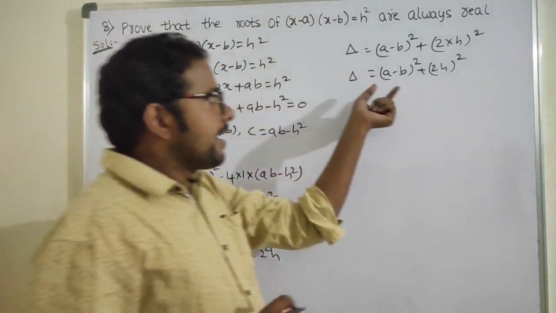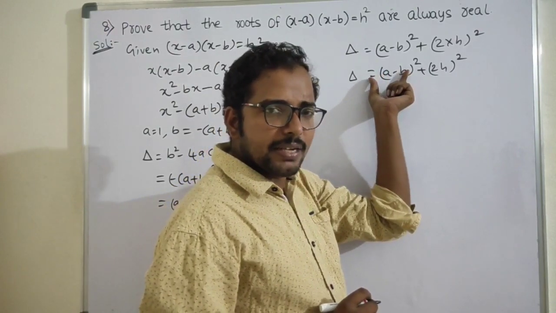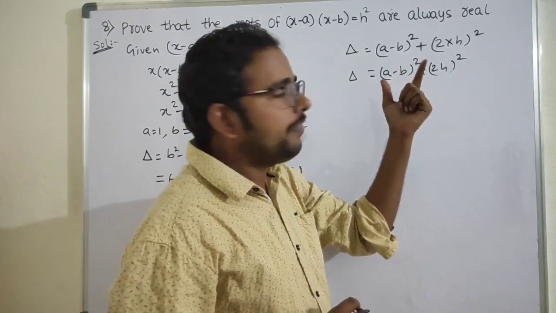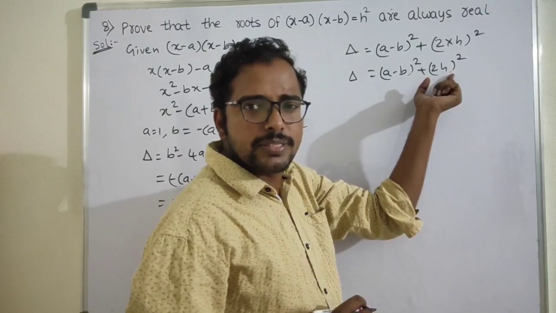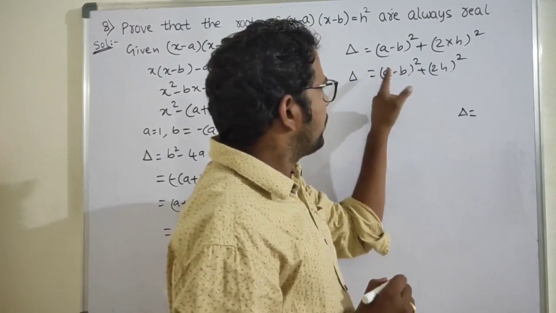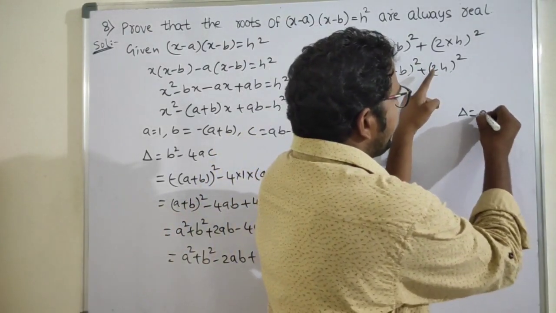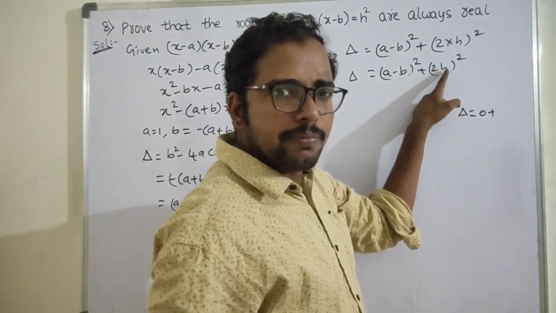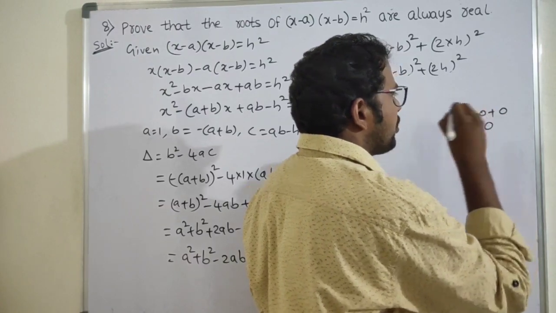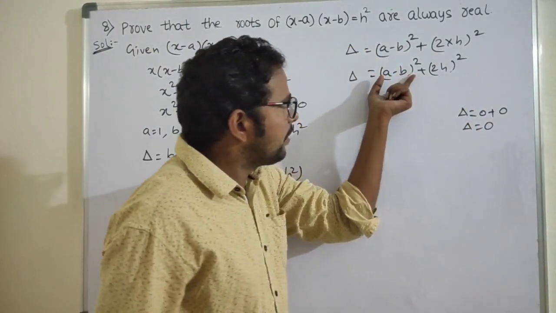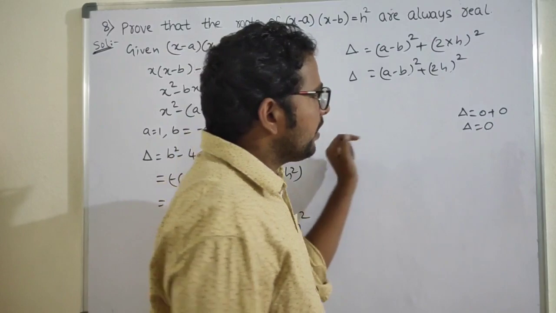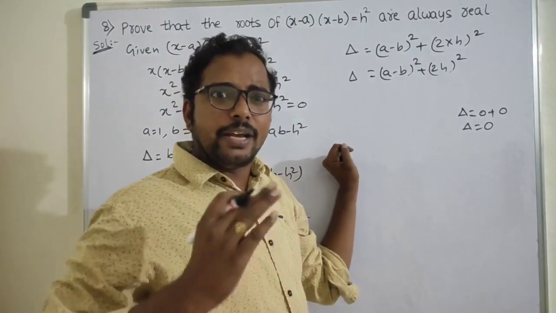Suppose if a minus b is 0 and 2h also equals 0, what will happen? If a minus b is 0 and h equals 0, delta equals 0 square plus 2 into 0, which is 0, 0 square also 0. So delta equals 0 plus 0, which means 0. If a minus b equals 0 and h equals 0, then the delta value is 0. If delta equals 0, roots are real and equal.